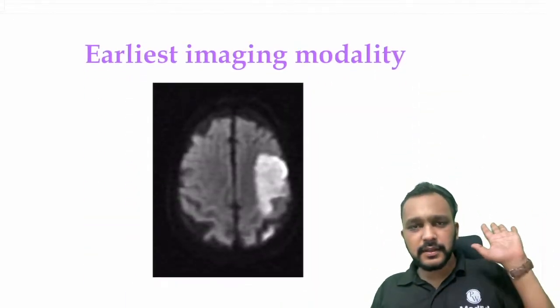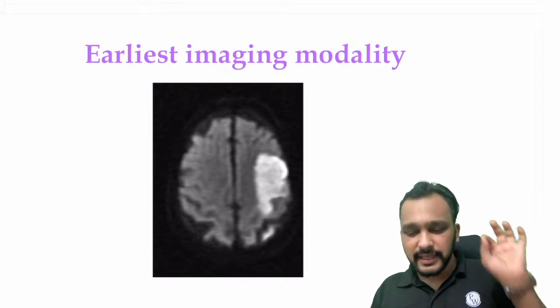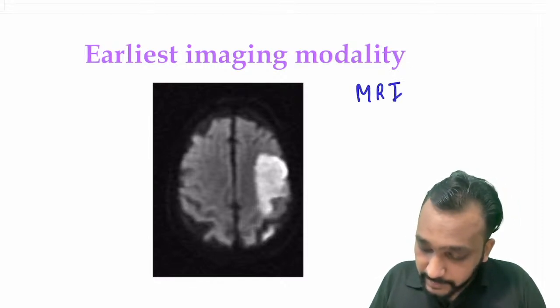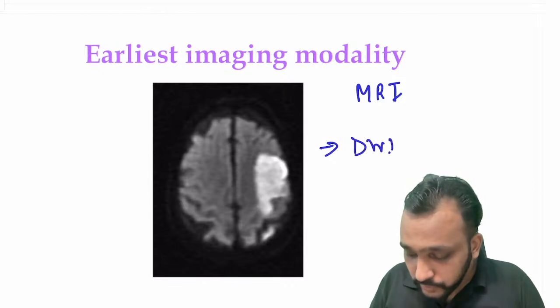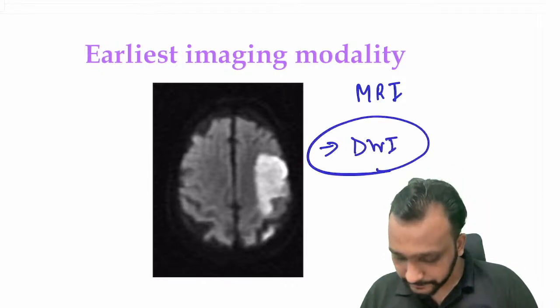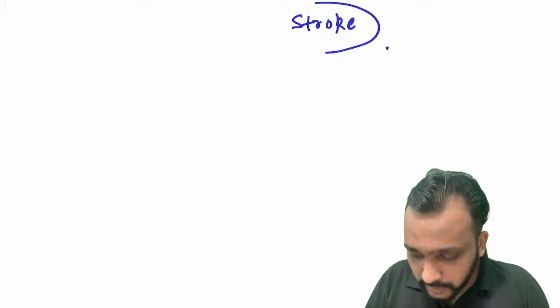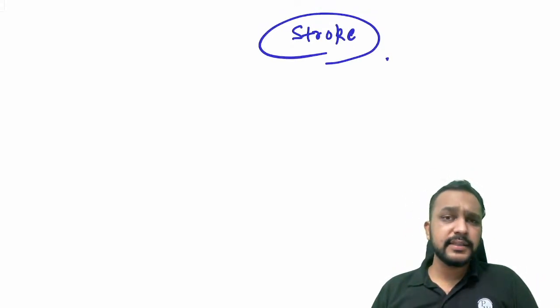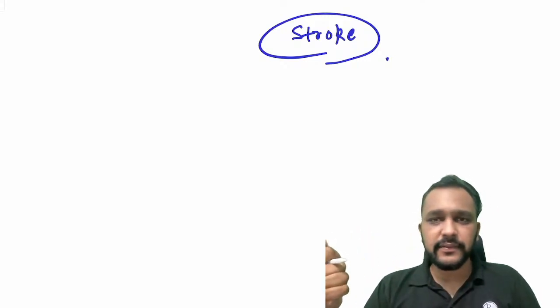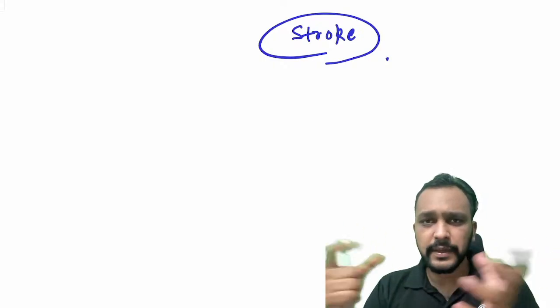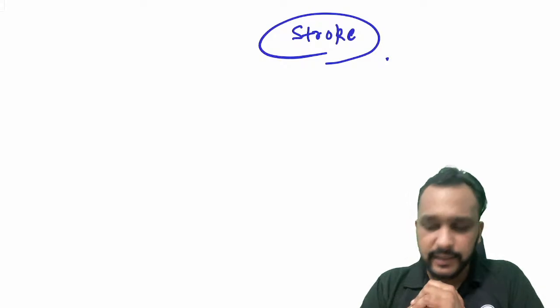So the most important thing, the earliest imaging modality that is going to pick up the imaging features of stroke, that will be the MRI. And within the MRI, the most important sequence is your diffusion weighted imaging, right? So let us make a flow chart. We have a patient who has a history of stroke. What history will he give? He can give a history of weakness of the limb, difficulty in speaking, difficulty in talking, or difficulty in understanding, right?